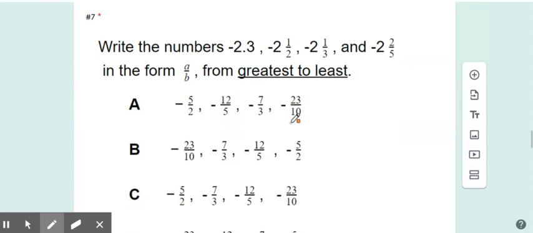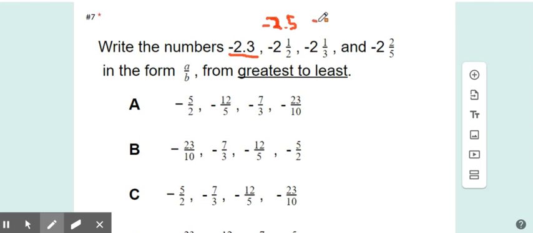Number 7, write these numbers in the form A over B from greatest to least. So let's first figure out what these numbers are in order from least to greatest by making them decimals. So I have negative 2.3. Then negative 2 and 1/2 would be negative 2 point, whatever 1/2 is. What is 1/2 as a decimal? It's 0.5, right? Negative 2.5.